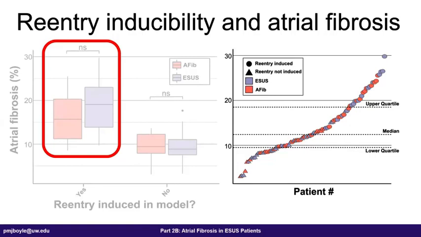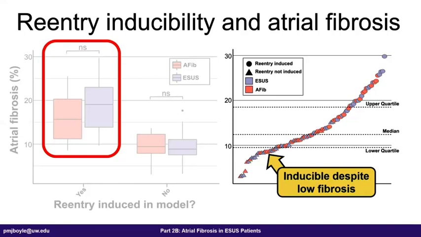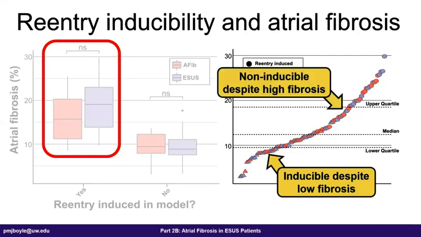And if we order these patients by the fibrosis burden, going from the least fibrotic to the most fibrotic, what we see is the expected trend that having more fibrosis means there's more likely to be an inducible reentry driver. Although there were examples, and it's a little hard to see here, of models that were inducible to reentry despite having low fibrosis, and likewise there were some high fibrosis models that were not inducible despite the fact that they had all that fibrotic remodeling.